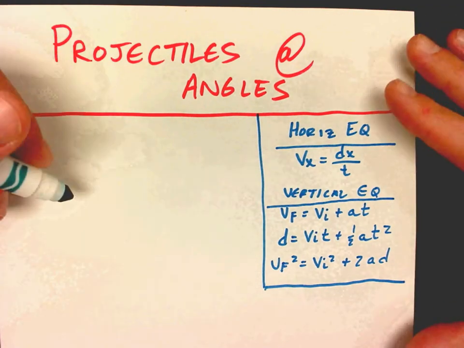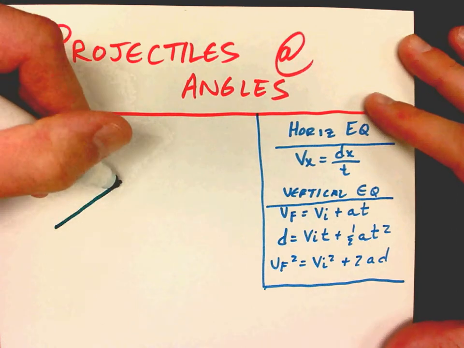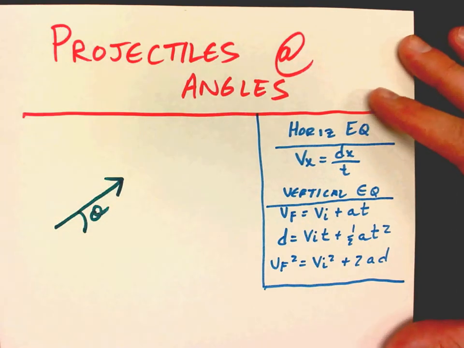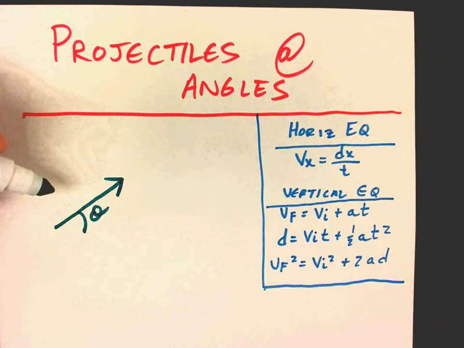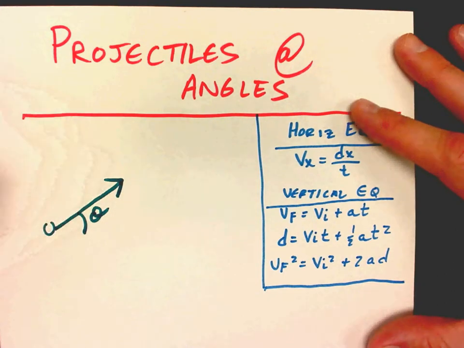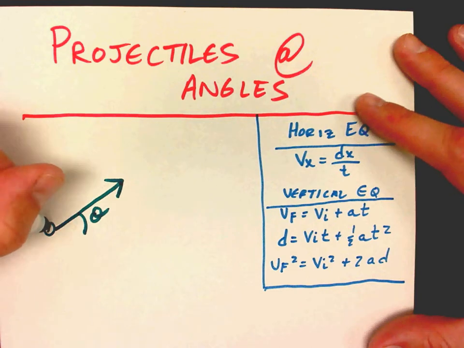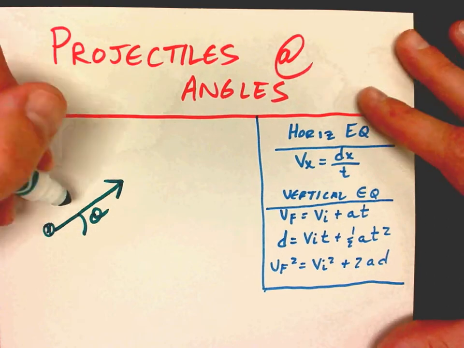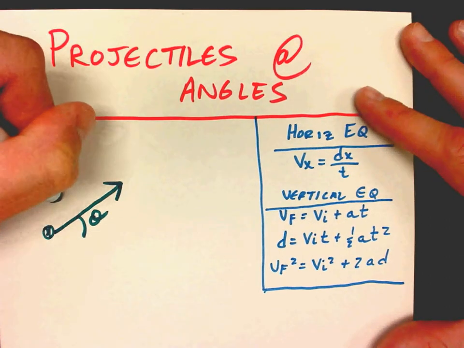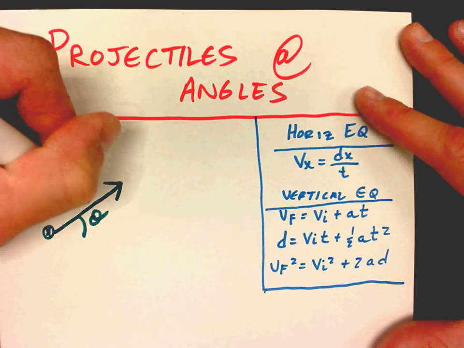One big difference now is that these things are going to get launched at some kind of an angle. So I'm going to draw a representation of that. Let's say we're launching or kicking a ball, all right? I'm going to draw you a nice picture. All right, there's the ball. We're launching this thing through the air. Let's assign it a speed, let's say 10 meters per second.